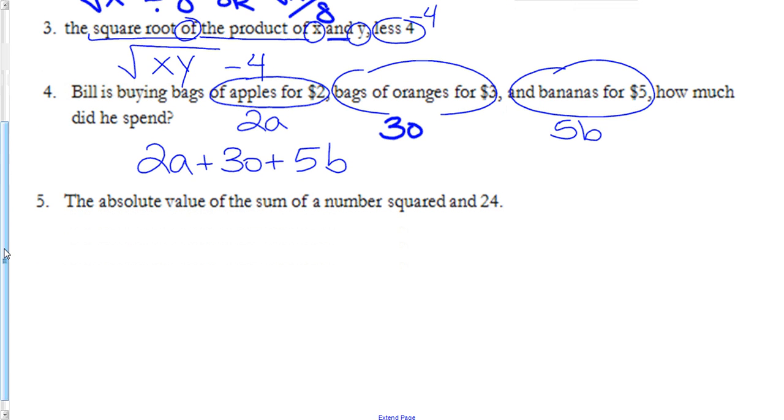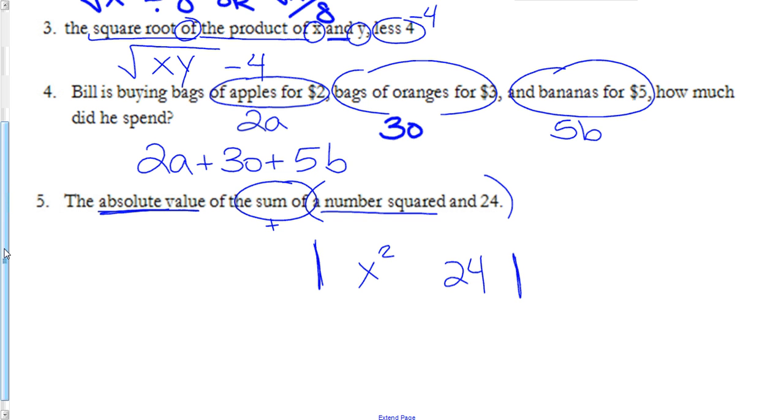And then lastly, the absolute value of the sum of a number squared and 24. So we'll start with the absolute value of the sum of. Sum is telling us to add. Because we've got absolute value, rather than the parentheses that we have here, we're going to use the absolute value symbol. Inside the absolute value symbol, we're going to have a number squared, and we're going to have 24. In between them, we have the sum, so it would be plus.